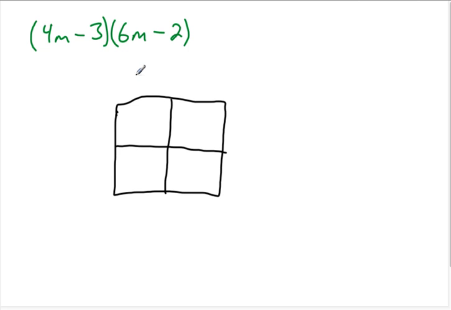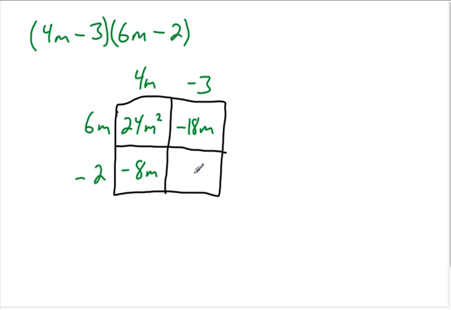Great, so we have 4m minus 3, 6m minus 2. Alright, so the 4 and the 6, that's 24, and then m times m, and then 6m times negative 3 is negative 18m, and then 4m times negative 2, and then negative 3 times negative 2 is positive 6.